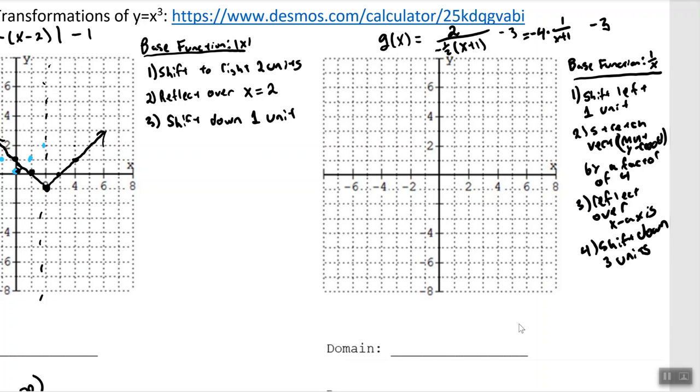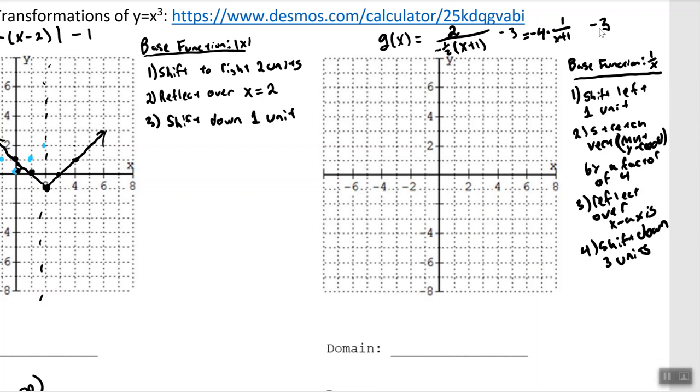So working inside out, the innermost thing is this +1, so a shift to the left of 1 unit. Then we move out to our 4, so it's a stretch vertically by a factor of 4, so that means we're going to multiply y coordinates of points by 4. But it's a negative, so that means we have a reflection over the x-axis. And then finally, we have our -3 out here, so a shift vertically down by 3 units. So making this list will help keep yourself in a good pattern.